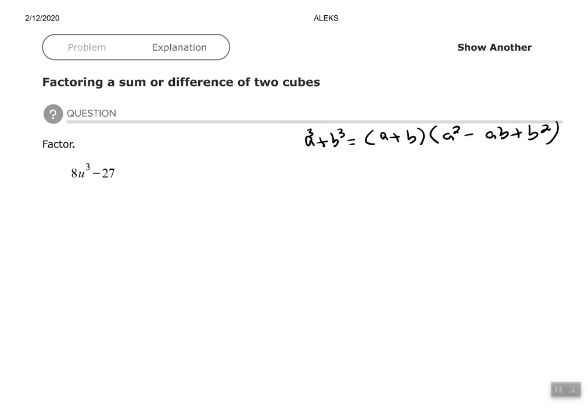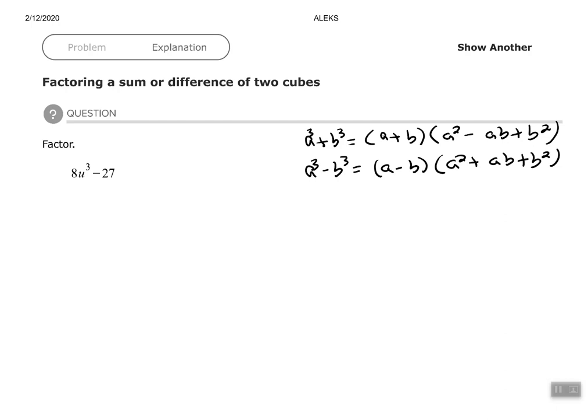So the key here is identifying the a and the b, which all you have to do is take the cube root of the terms, or find out what you multiply times itself 3 times to get that particular number or variable. So that's the sum of cubes. The difference of cubes is very similar. It will be a minus b, and then a squared plus ab plus b squared.